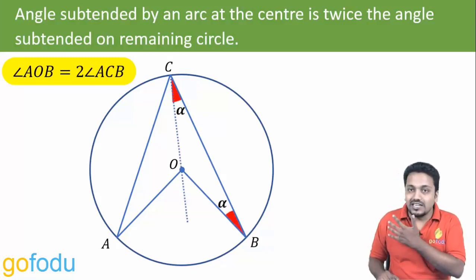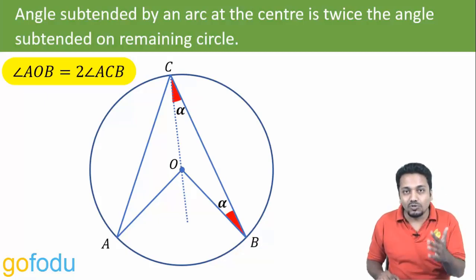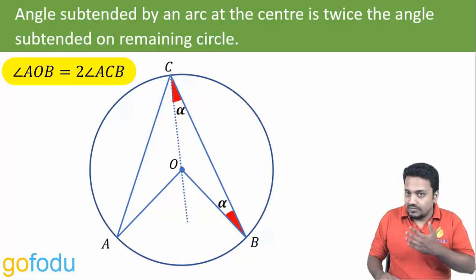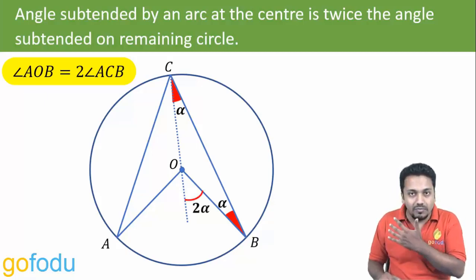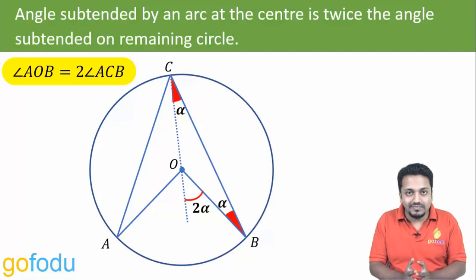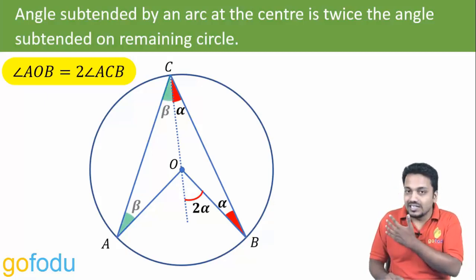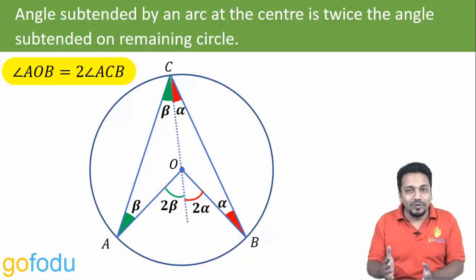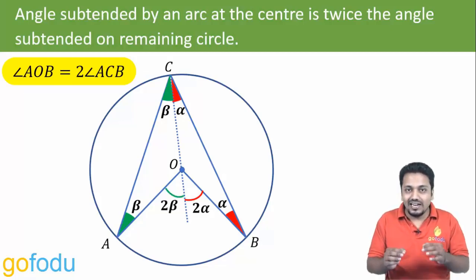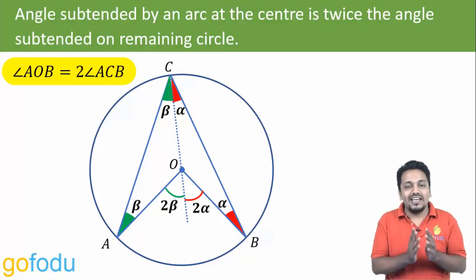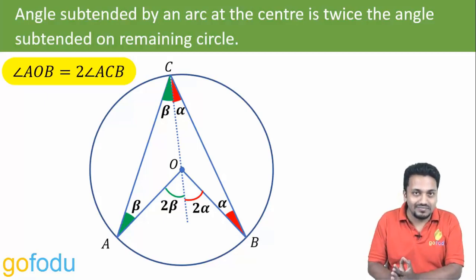Now these angles in red are angles opposite to equal radii, so they are equal. And this external angle will be the sum of these interior opposite angles, that is 2 alpha. Similarly, if these angles in green are beta, the exterior angle is 2 beta. So the angle at the center is 2 times alpha plus beta, or we can say 2 times angle ACB.